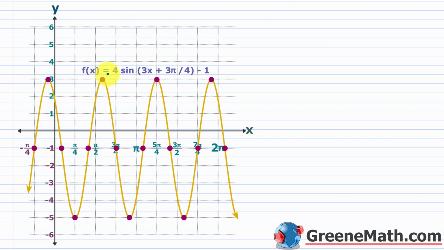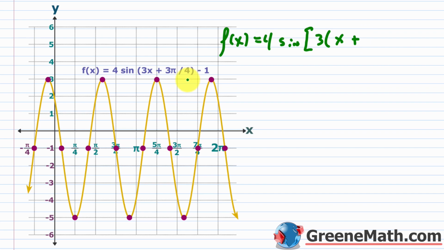We have f of x equals 4. Let me write this out here. So f of x equals 4, then multiplied by the sine of, you're going to have this 3x plus 3 pi over 4. I'm going to factor that 3 out. So inside, instead of 3x, I'm going to divide by 3. I'm going to have x, then plus.